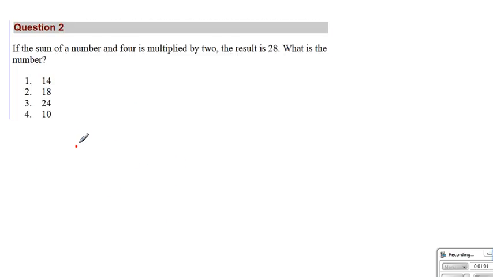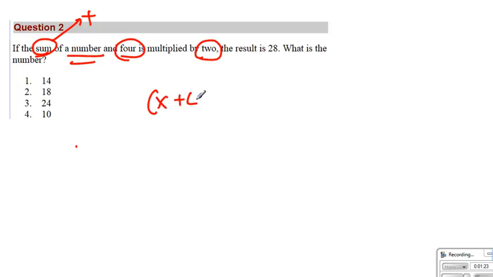Alright, let's move on to number 2. The sum of a number and 4, you see sum means addition, and the number we can call x, and 4 is simply 4, is multiplied by 2. So this has been multiplied by 2 to the whole thing. So we have a number we don't know, so why don't we call it x? And 4. The sum is multiplied by 2, and the result here is 28.